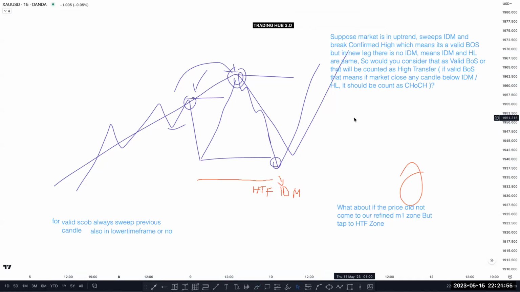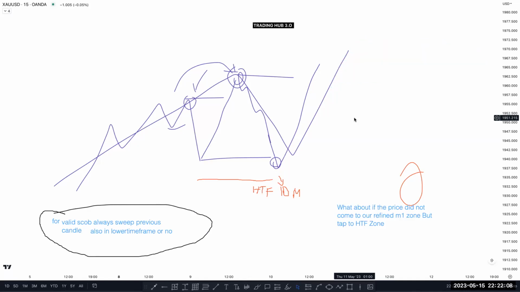What about if price did not come to our refined 1 minute zone, but taps the higher time frame zone? In that case, you can simply play based on chalk and flip, simply because price already mitigated your higher time frame PY. It doesn't mean that every time price will tap your 1 minute refinement zone, because sometimes you will see a very large PY. Okay. So if price taps the PY, then you have to switch to the 1 minute chalk and flip.